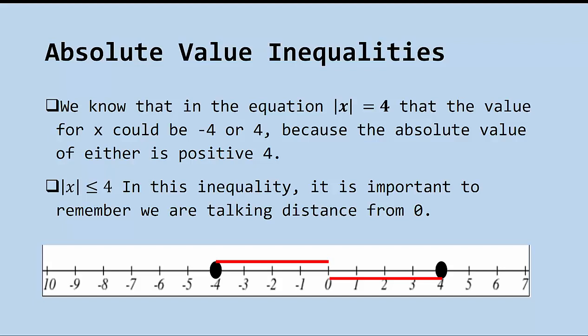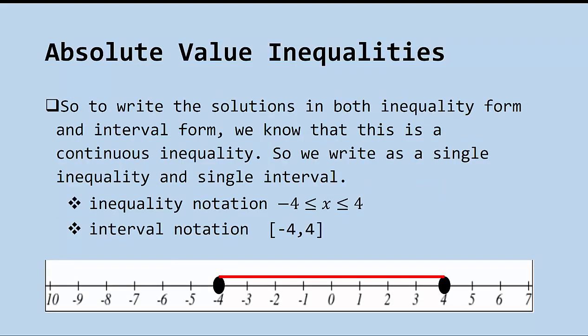In this video, we're going to discuss absolute value inequalities. Let's begin with the fact that we know that in the equation absolute value of x equals 4, the value for x could either be negative 4 or 4, because the absolute value of either number is a positive 4.